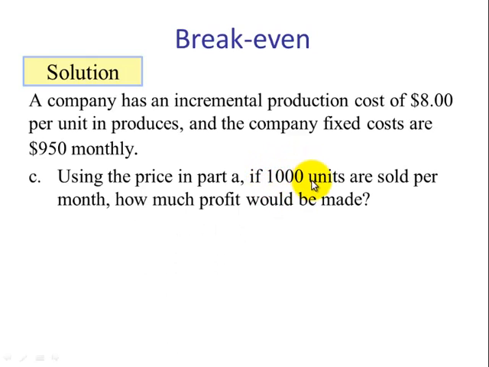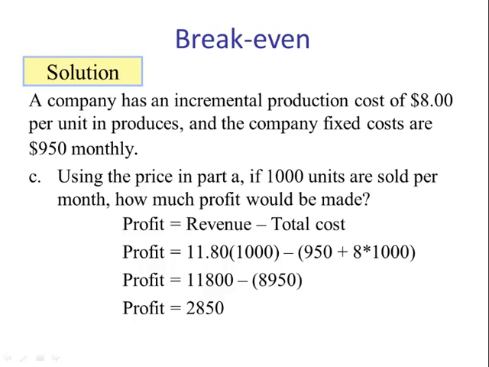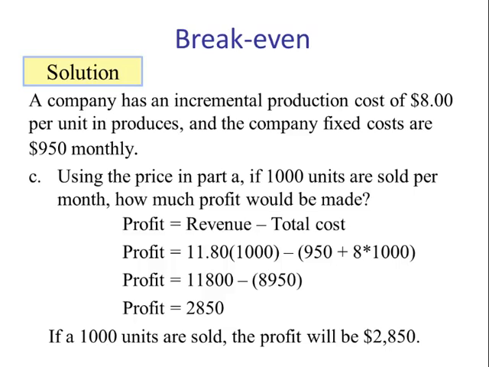C. We know that 1,000 units are sold. We're using the retail price from Part A. How much profit would be made? So again, we use our profit formula. We're using the retail price from Part A. We know that N is 1,000. Our fixed costs are fixed. And then our variable cost would be the cost per unit times the number of units, which is 1,000. Next, we do the parentheses. So 8 times 1,000 plus 950 is 8,950. And we subtract that from our revenue, which is $11.80 times 1,000, which is 11,800. And we have a profit of 2,850. So in terms of this problem, if 1,000 units are sold, the profit will be $2,850.